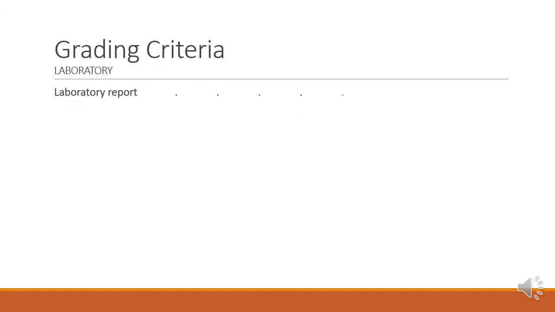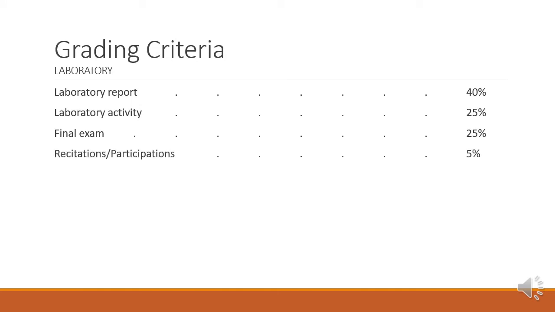For the laboratory, your laboratory report is 40%, laboratory activity is 25%, final exam is 25%. Recitations and participations as well as your attendance is 5%, for a total of 100%. The passing score of 50%.